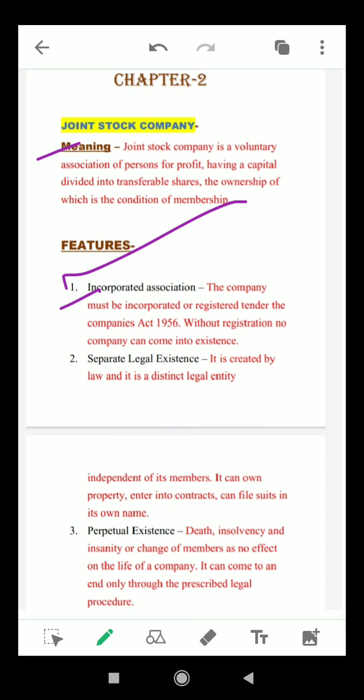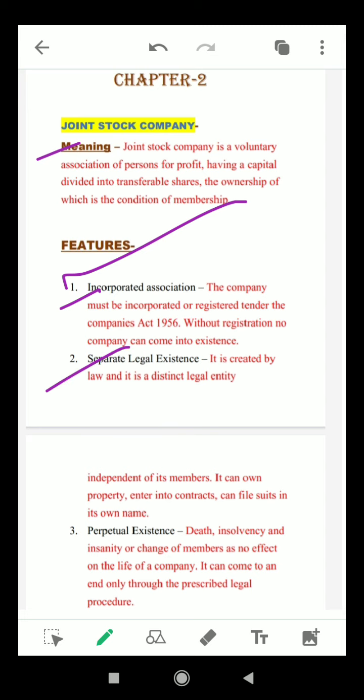Like other forms, like sole proprietorship or partnership or Hindu undivided family, it is not compulsory for them to register themselves. If they are willing to do so, they can. But if they are not, it's up to them. But a joint stock company must register itself for its existence. If they do not register, their company will not be formed. They will not exist here. Okay, so they have to register themselves under the Company Act 1956.